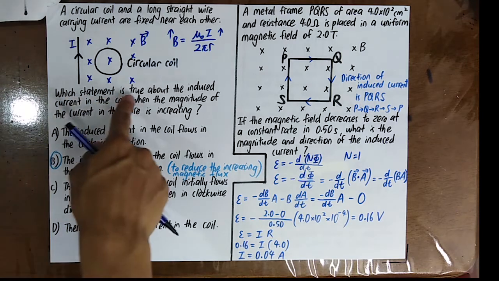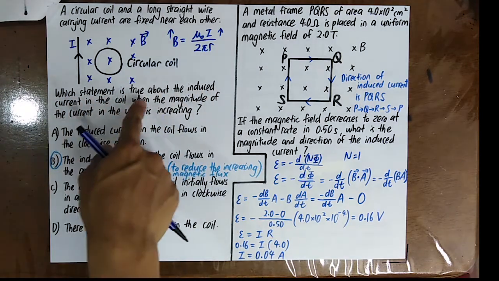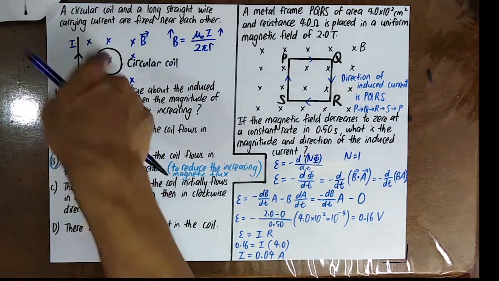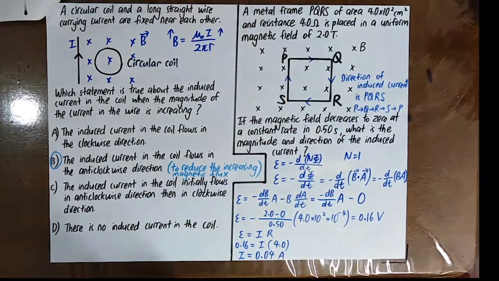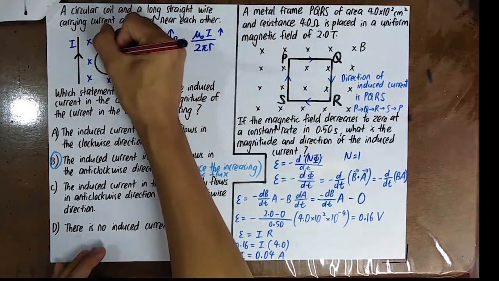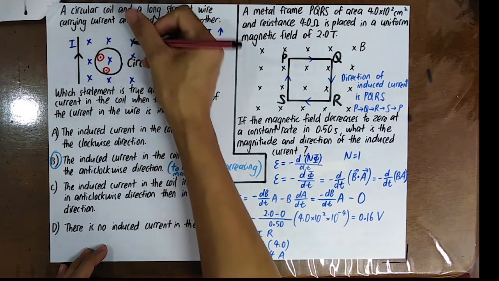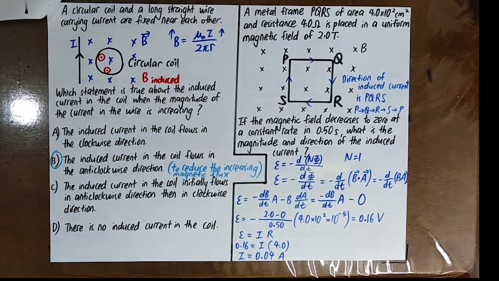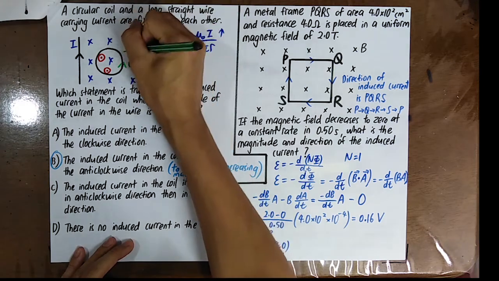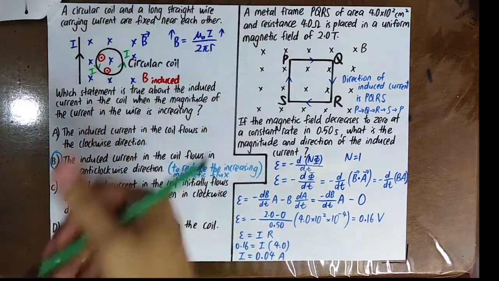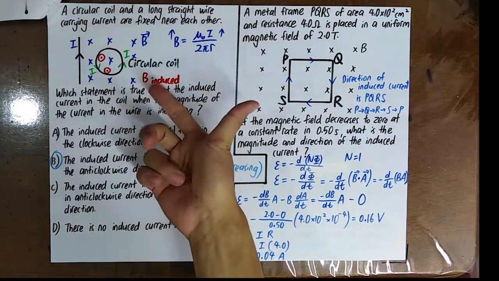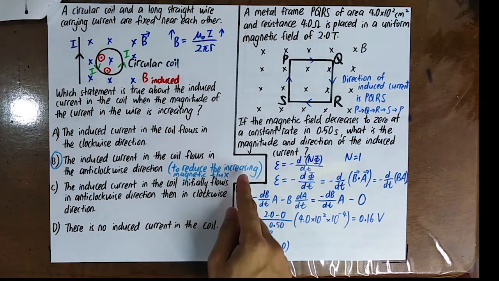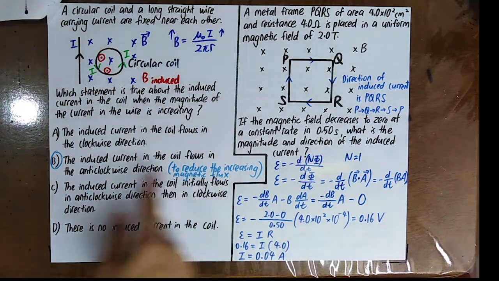Okay, which statement is true about the induced current in the coil when the magnitude of the current in the wire is increasing? B is increasing, so you know that the induced magnetic field should be out of the page. Okay, which is the induced magnetic field. So the induced current should be in anti-clockwise direction, because from the right hand grip rule, you want your induced magnetic field to be out of the page, to reduce the increasing magnetic flux. So this is the correct answer.